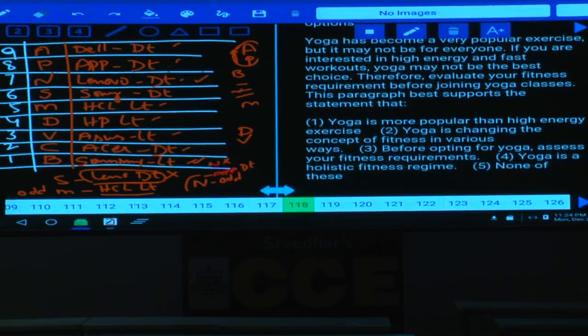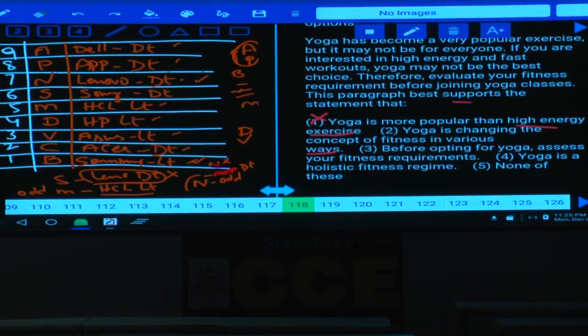Then this paragraph best supports the statement that yoga is more popular than high energy exercises. Now between these two, high energy exercise and yoga, which is more popular is not clearly given. Yoga itself is popular, whether it is more popular than this one or not is not clearly specified. One alone is ruled out. Yoga is changing the concept of fitness in various ways. Is it changing? That information cannot be drawn from this one.